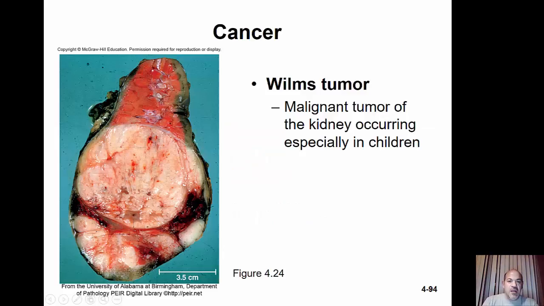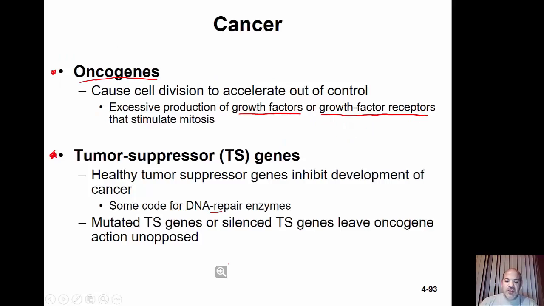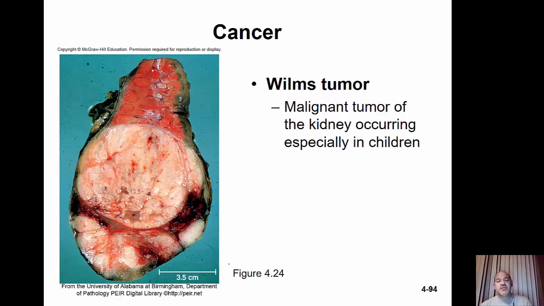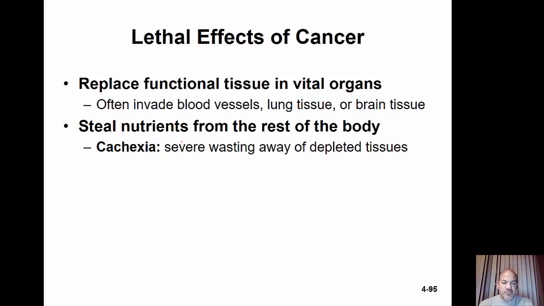This is a picture of a tumor in the kidney of a child. It's called Wilms tumor, and you can see this mass of cells right in the middle of the kidney, really getting into the kidney and basically destroying the tissue within it and robbing it of nutrients and so on. So a pretty sad condition, I think.